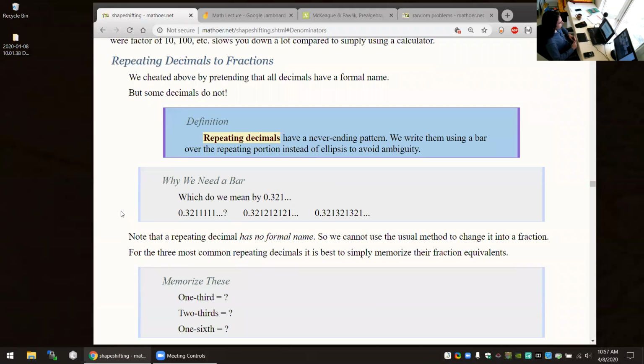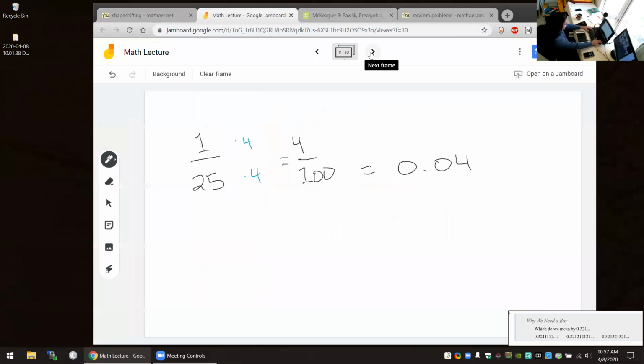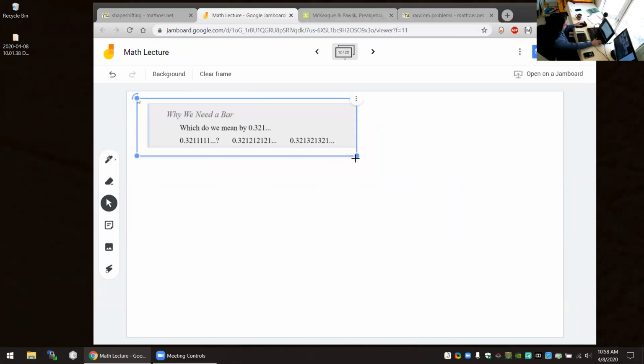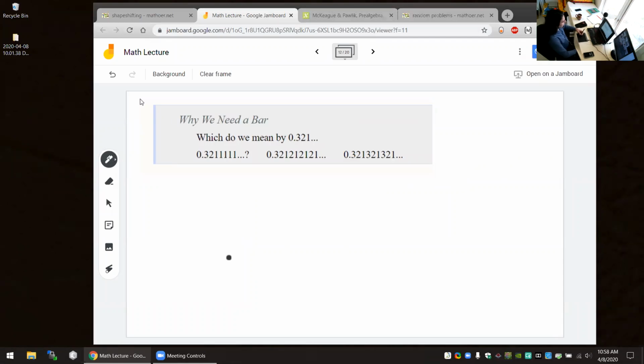Sometimes decimals repeat. And first I have to talk about how to write them. So if you haven't seen the little bar over numbers, let me talk about that because not everyone has. I could have a decimal that starts out 0.321 and then just keeps going with ones. If I wanted to write that and be clear, I would put a bar over the top of the 1 to say that that part is what keeps going and going.